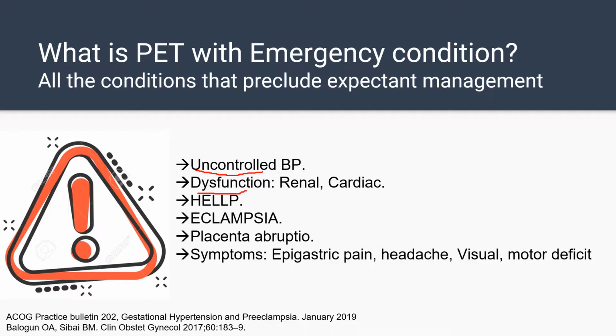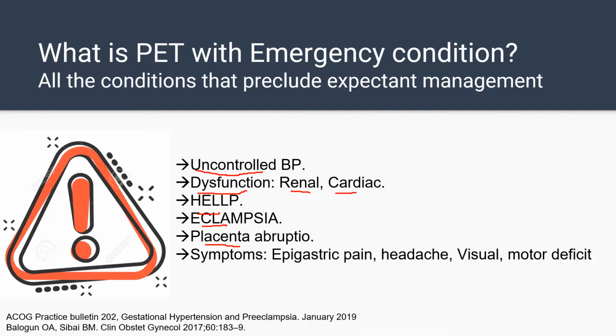Secondly, the dysfunction of the kidneys or the lung or the heart. Then the HELLP syndrome and the eclampsia, that we're going to look at separately. Then the placental abruption, that is a complication that can occur in eclamptic or preeclamptic patients. It is not very common, but if this happens, the life of the fetus is in danger and also the life of the mother is in danger, so you need to finish the pregnancy.